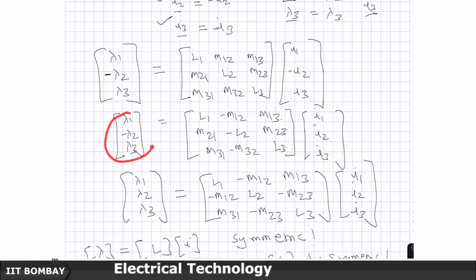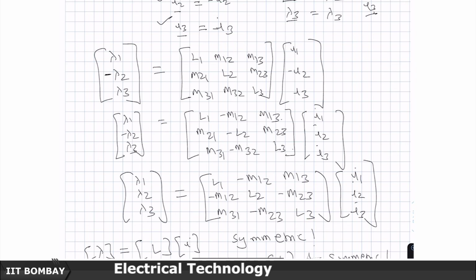Now, I look at the left hand side and I see, oh God, there is still a minus lambda 2 sitting here. So, what should I do? I should divide this row equation, which is minus lambda 2 equal to M21 I1 minus L2 I2 plus M23 I3, by minus 1. If I divide this by minus 1, then this will become lambda 2, this will undergo a sign change and become minus M21, but because M12 and M21 are same, I get this as minus M12, I get this as plus L2, and then I will get this as minus M23. Then the third equation I just write M31, which is same as M13, M32 which is same as M23, but again comes with a minus sign, nothing to be done here.